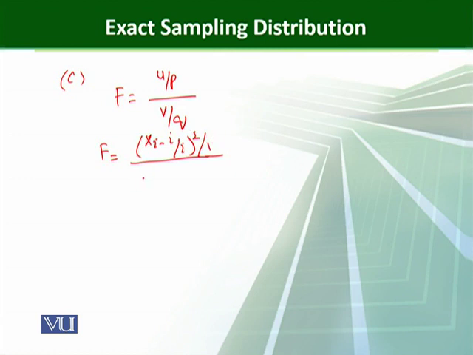And similarly for the second one, that is i varies from 2 to 3, (Xi minus i over i) whole square, divided by 2, as the rest of the variables are 2. So this is basically the F distribution with 1 and 2 degrees of freedom.